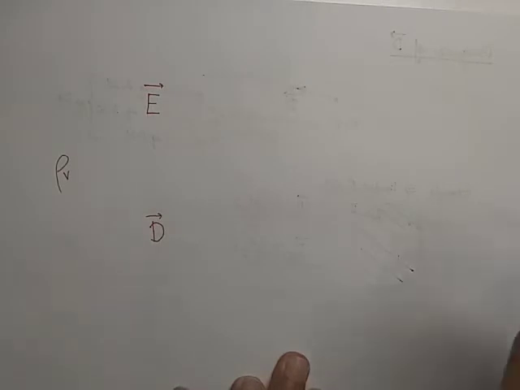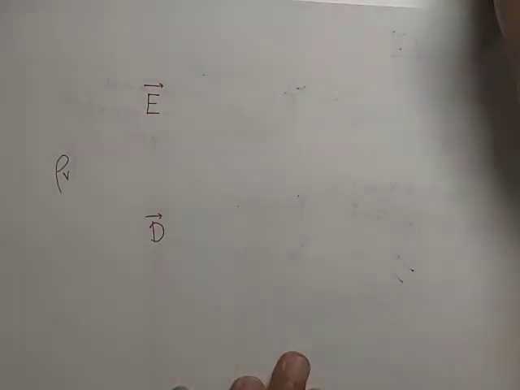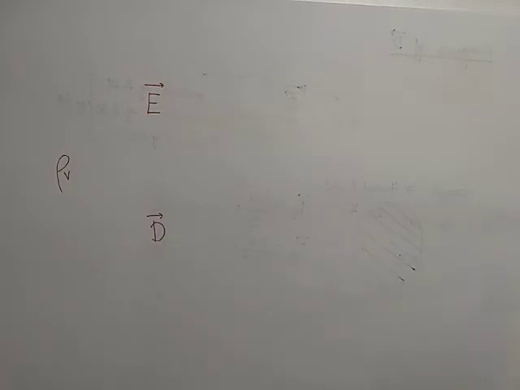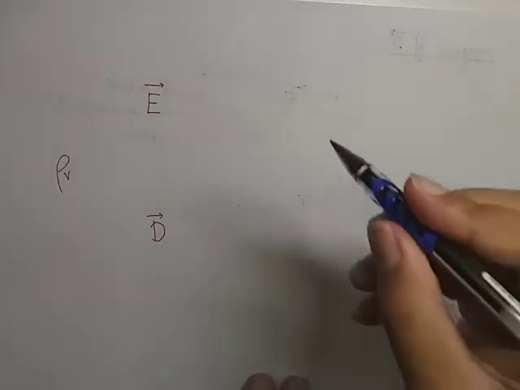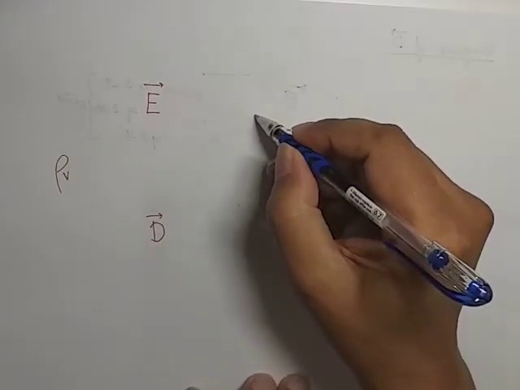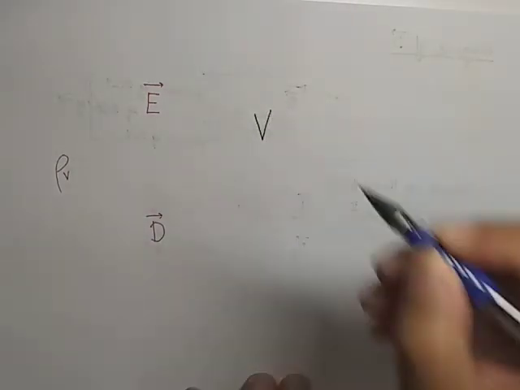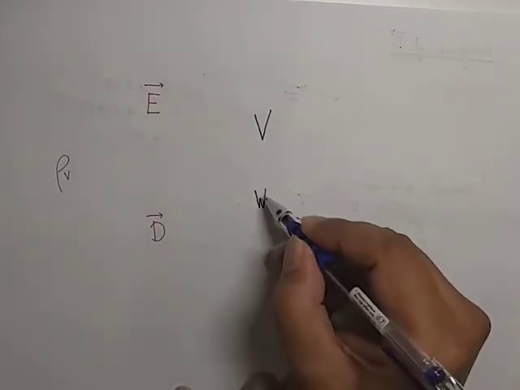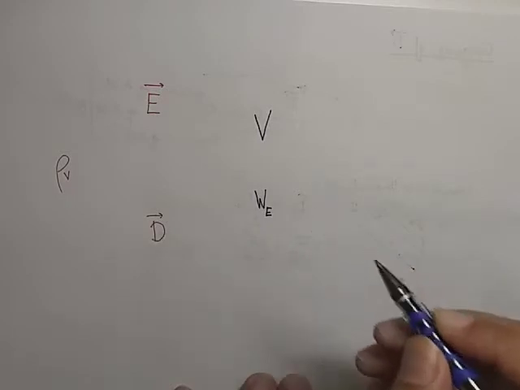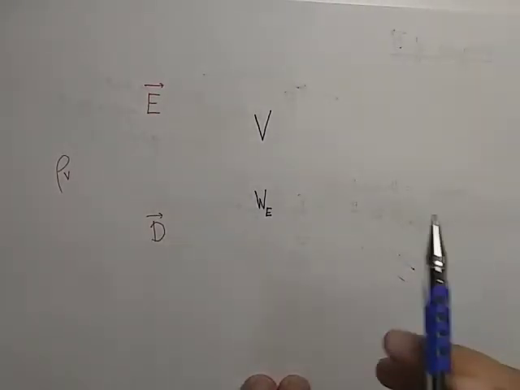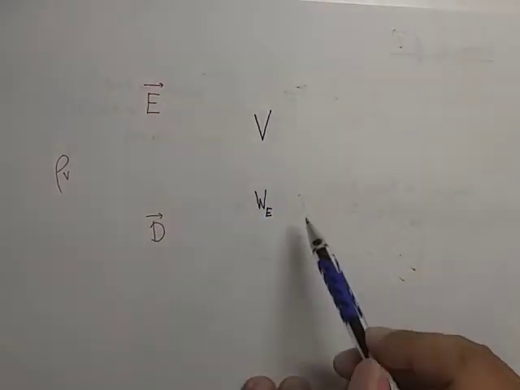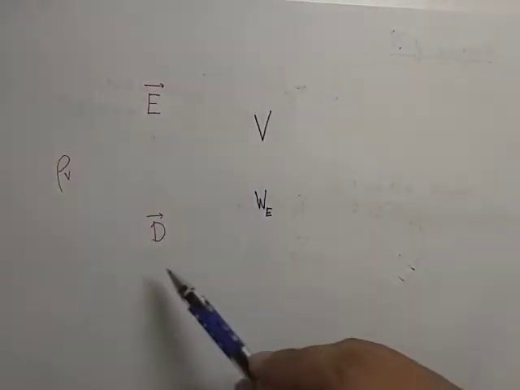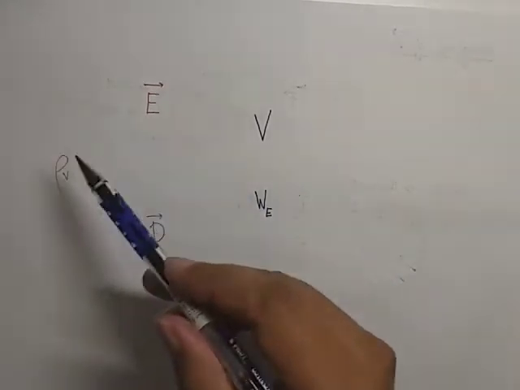So now we're going to talk about something common to us, mostly for electrical engineers, which are potentials, V, and then energy, WE. So this should be the next step that we're going to discuss. We're going to link the current issue with all the parameters that we have discussed before.